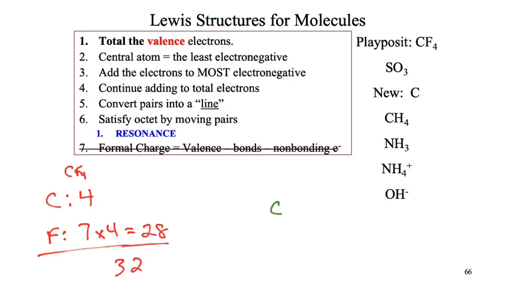Satisfy octets by moving pairs. So I will look at each atom and say how many electrons are around it. Fluorine: 1, 2, 3, 4, 5, 6, 7, 8. Carbon: 1, 2. They all have 8 electrons around them. What does that mean? I'm done. That was it.